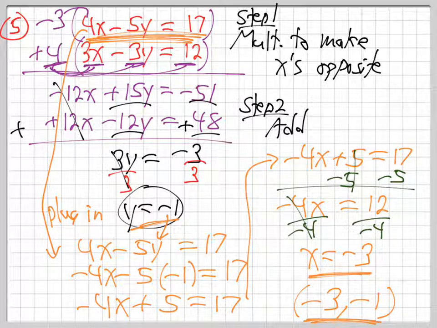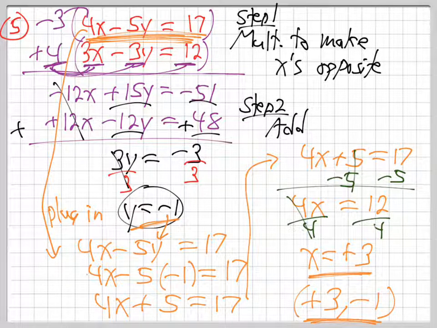Oh, did I make a small mistake over here? I don't know why I made that 4x negative. That 4x should have never been negative. So divide by positive 4. x is positive 3. Sorry about that. That was just a mess up. There we go. Now it's correct. Positive 3, -1. There we go.